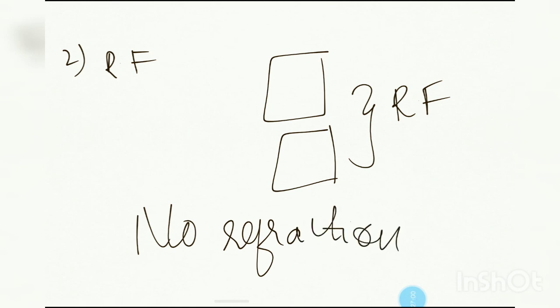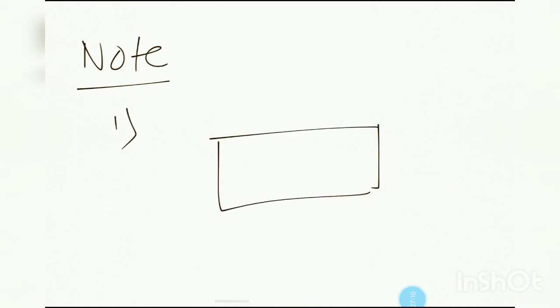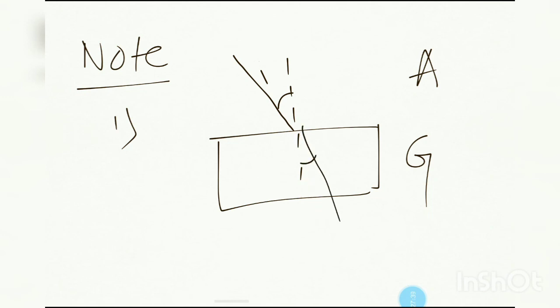Now let's see the note points. Point 1: if a light ray travels from a rarer medium to a denser medium, then the angle of incidence is greater than the angle of refraction. Suppose this is a glass slab, and this is air. Obviously air is the rarer medium, glass is the denser medium. Here we are sending one incident ray. This is the normal. The ray comes towards the normal, so obviously the angle of refraction will be smaller. So the angle of incidence is greater than the angle of refraction.